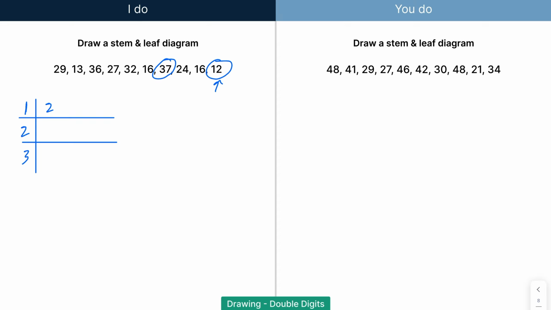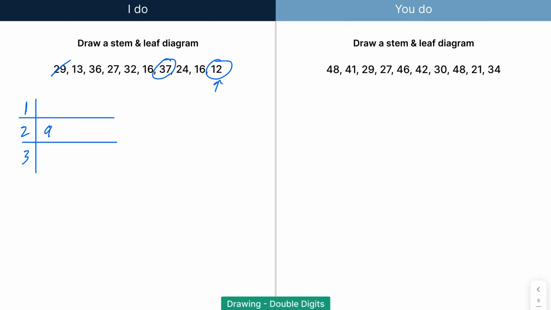So now that we have the, in fact, I'll rub this off. So we'll start by just looking at the stems. So that's how you get the stems. The smallest number was 12, so the stem became 1. The largest number was 37, so the stem became 3. And then we've got a 2 in the middle, that's what's left over. So now we're going to work through these numbers and cross them off. So the first one is 29, which means you can put a 9 in here.